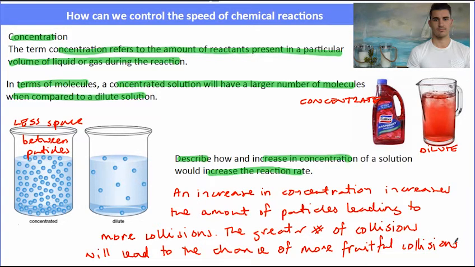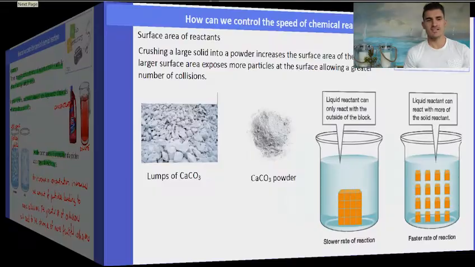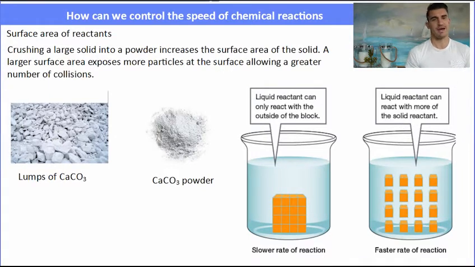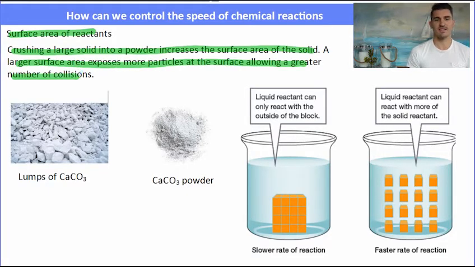Okay, surface area. So increasing the surface area can also have an impact on the rate of reaction. Now, if we crush a large solid into a powder, that increases the surface area of the solid. A larger surface area exposes more particles at the surface, which allows for a greater number of collisions. So lumps of calcium carbonate has a smaller surface area than a calcium carbonate powder. That's because there's more particles at the surface.